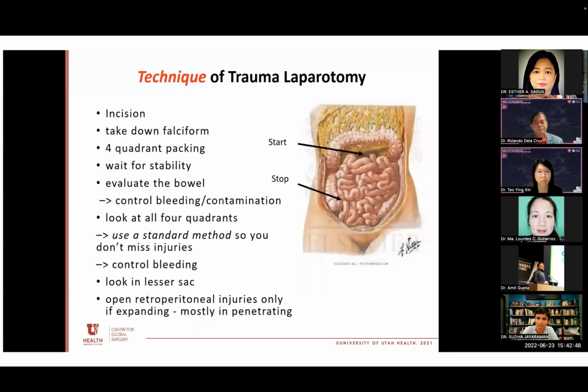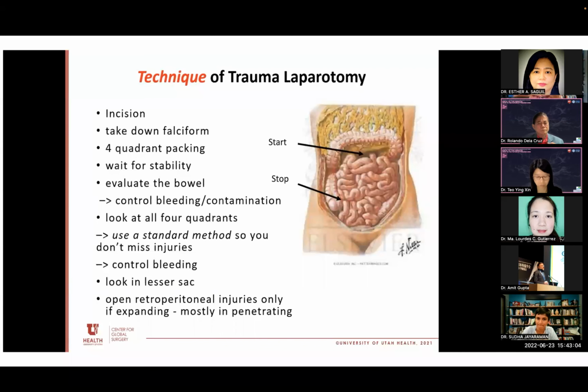And I can control them with clamps as I go along. I don't bother with immediate resection necessarily. I just want to control bleeding and contamination as rapidly as possible. So I run the small bowel from the ligament of Treitz all the way down to the terminal ileum.